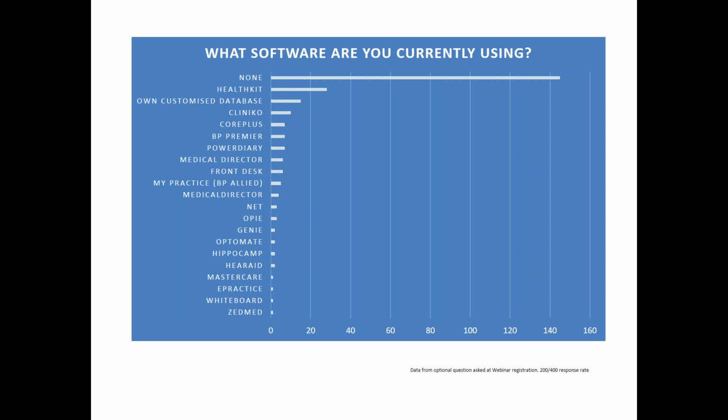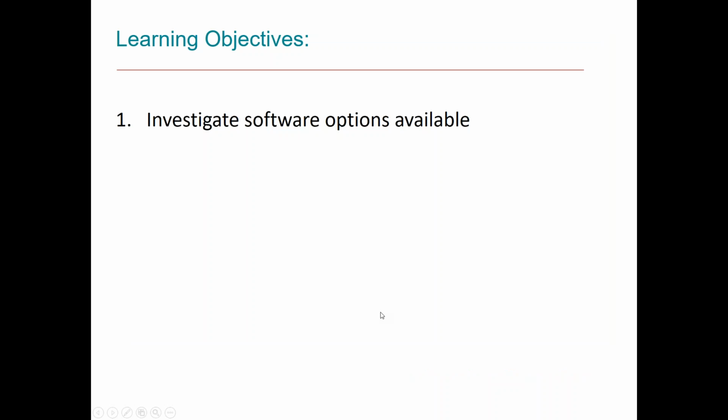And this here is the software that you are currently using. It was an optional question. So we had 145 people say no software out of 200. Okay, so the rest were saying these were some of the software choices. And that's a variety, but this is by no means the list. So I'm going to show you the list that we created tonight.